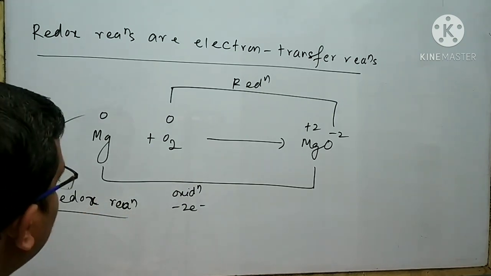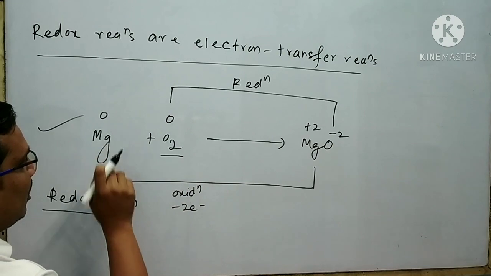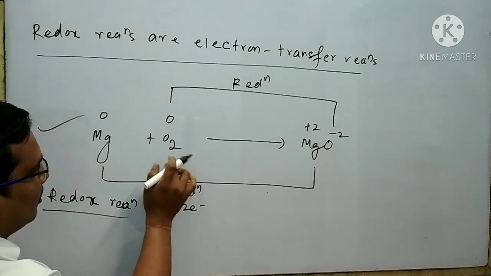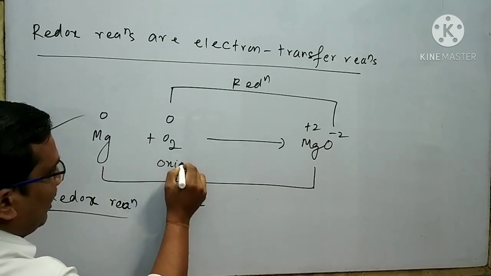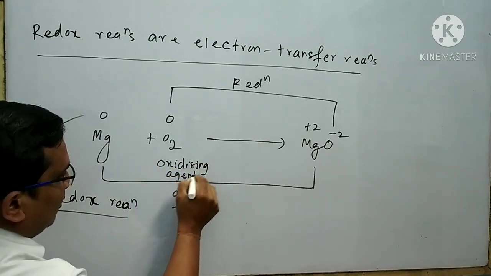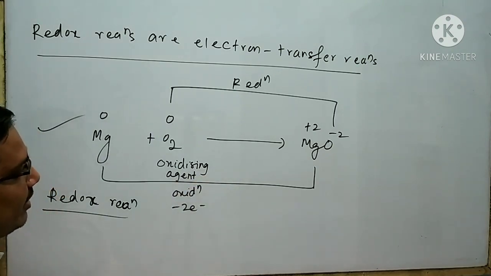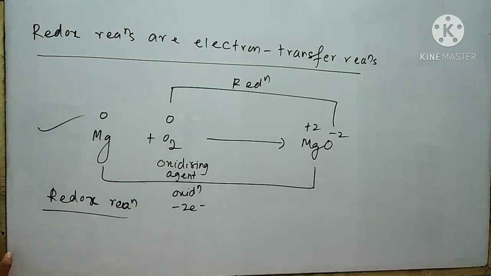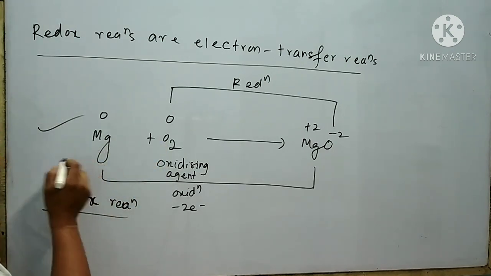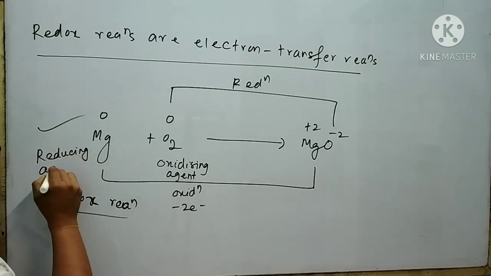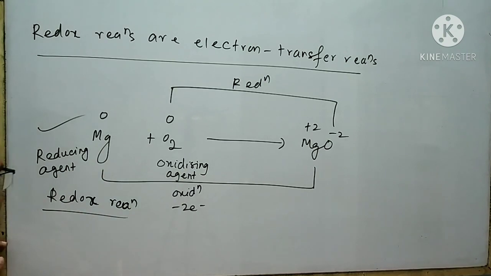In this reaction, oxygen helps the magnesium to undergo oxidation. So here oxygen is said to be an oxidizing agent, also called an oxidant. On the other hand, magnesium also helps the oxygen undergo reduction. So here magnesium is said to be a reducing agent. It is also called a reductant.